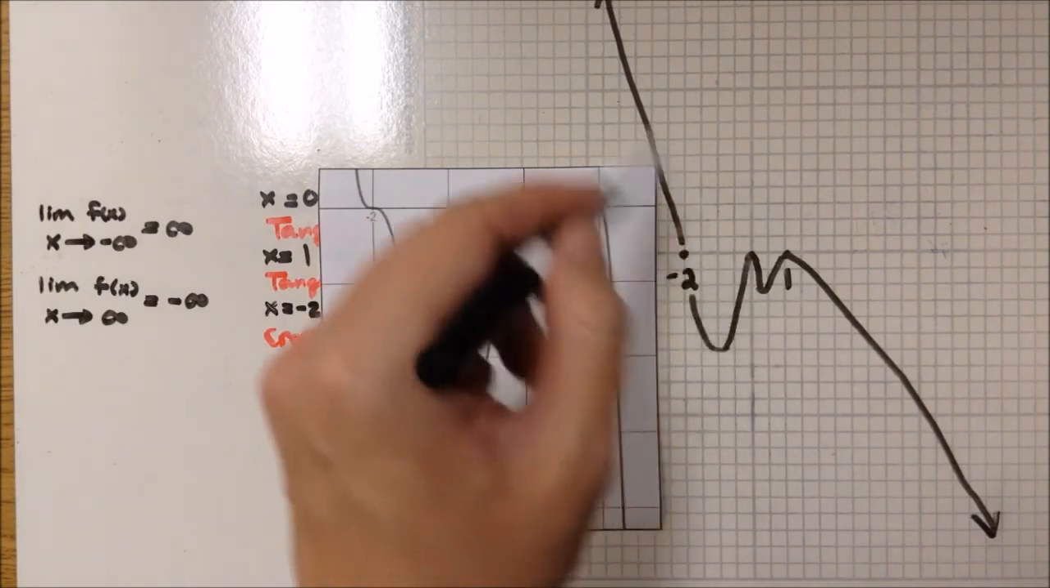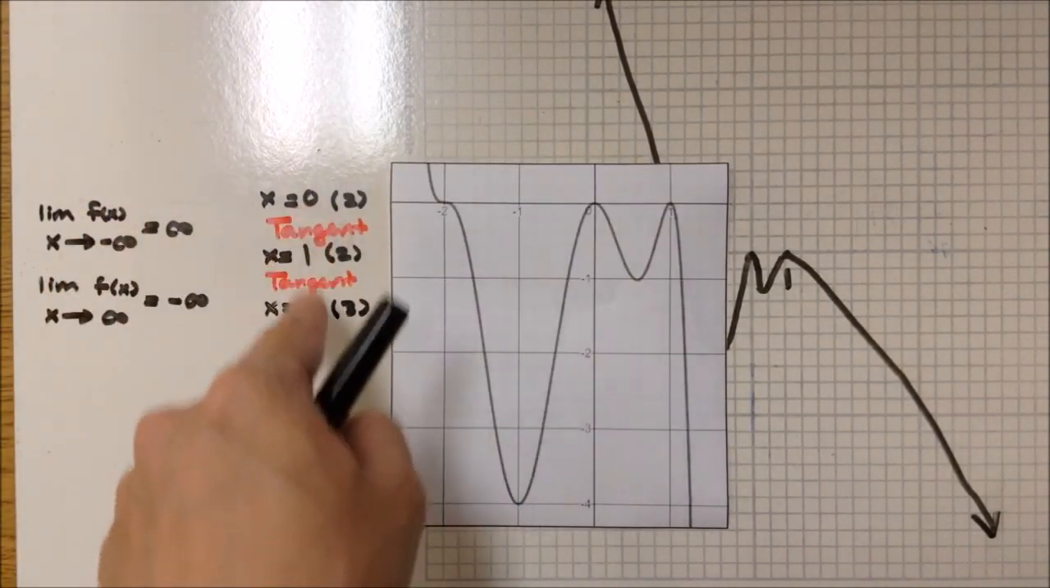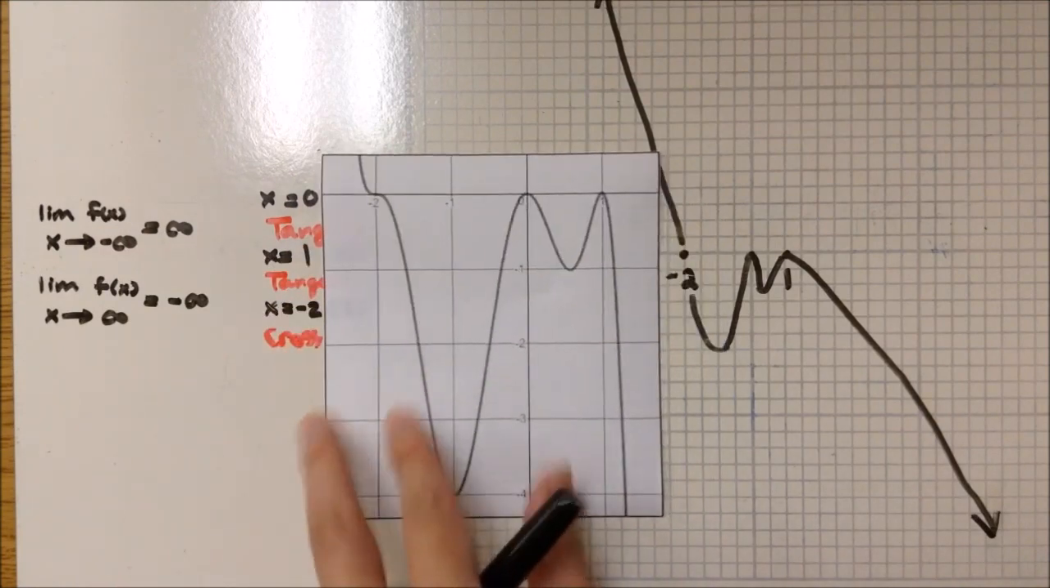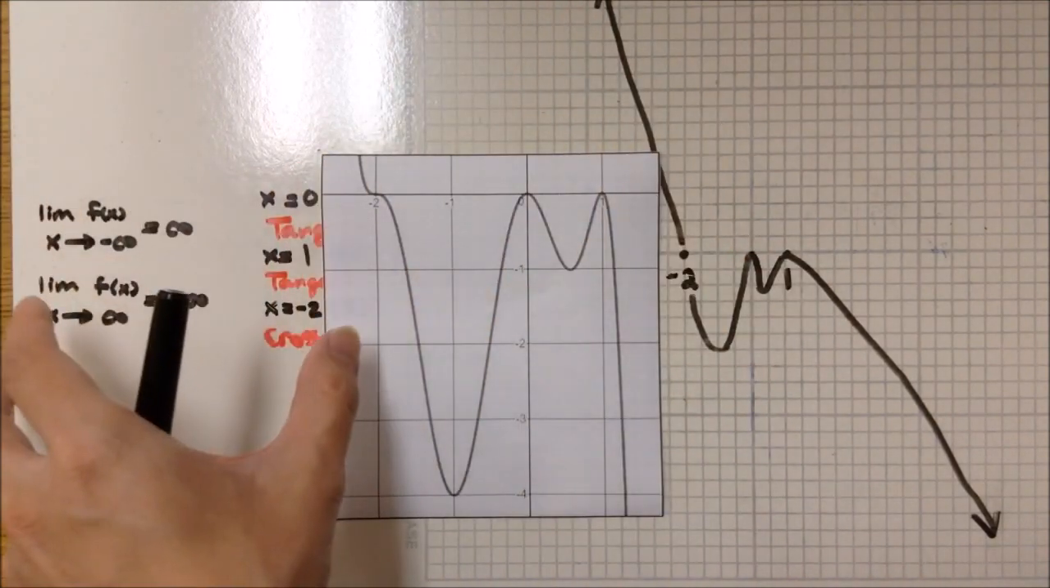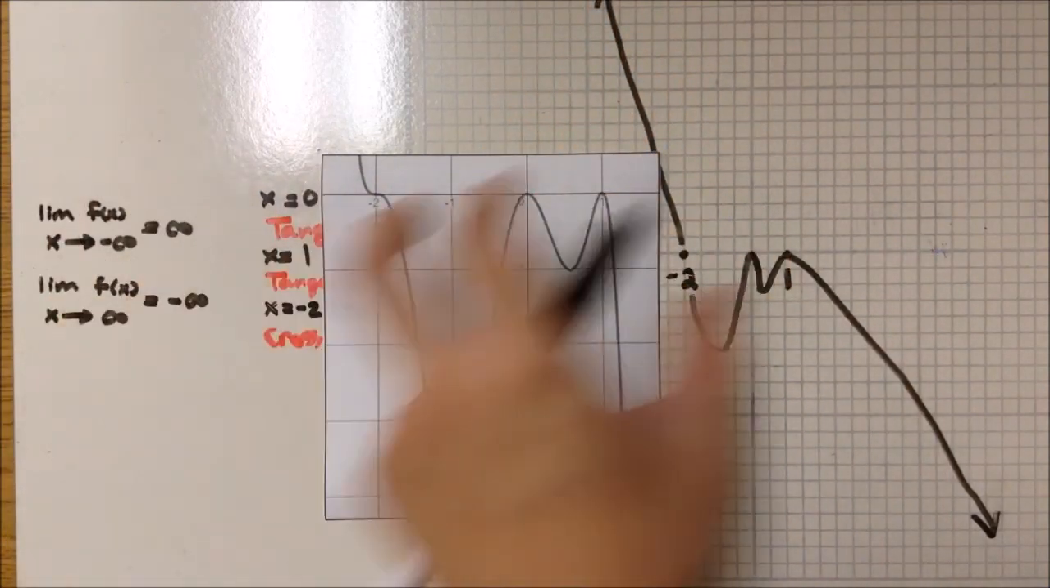So again, it doesn't have to be perfect. As long as you follow all the points, the end behaviors, the zeros, tangent, and crosses, then you will get full credit. Again, write this out for partial credit, and then as long as you follow your information, you will get full credit.